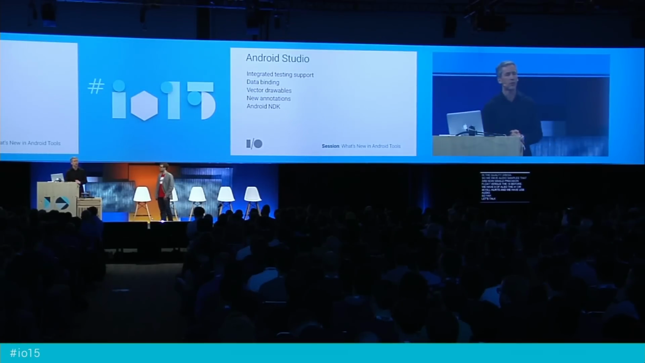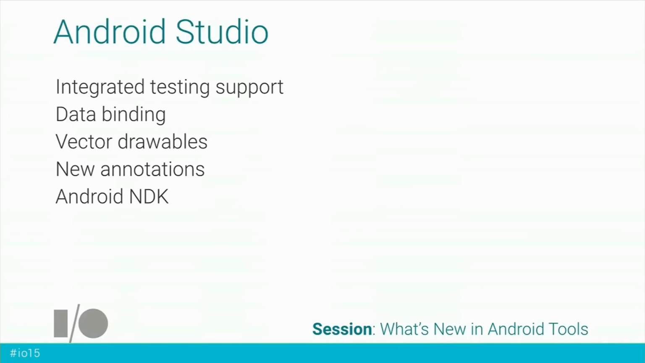Android Studio 1.3, they talked about this in the keynote. Integrated testing support, data binding, yay, tooling, especially syntax understanding for some of the new language stuff that you saw in the XML resource file that we were looking at. Some tooling support around vector drawables, new annotations all the time to make it easier to get more type-safe code and more information from the IDE itself, and also Android NDK development.